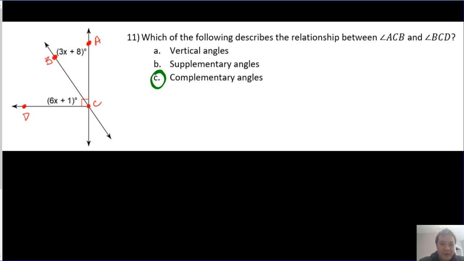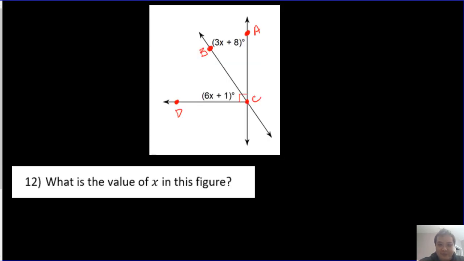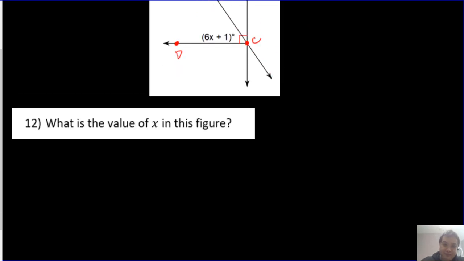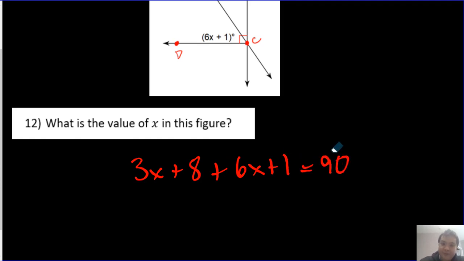The next question asks, what is the value of X in this figure? Well, we can find X by solving for X by making an equation with these two angle measurements and setting them equal to what they're supposed to add up to. And they're supposed to add up to 90 degrees. So this is going to be 3x plus 8 plus 6x plus 1 gets us 90 degrees.